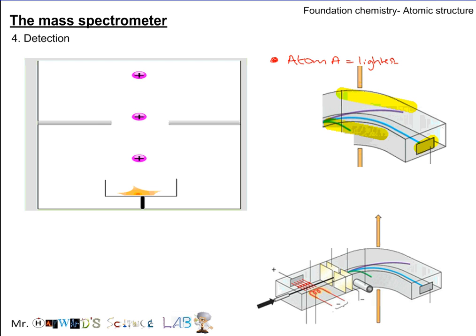Atom B is the middle weight, middle mass, sorry, and atom C was our heaviest. Okay, we've also got three beams there, you can see. So the three colours, we've got purple, blue, and green.